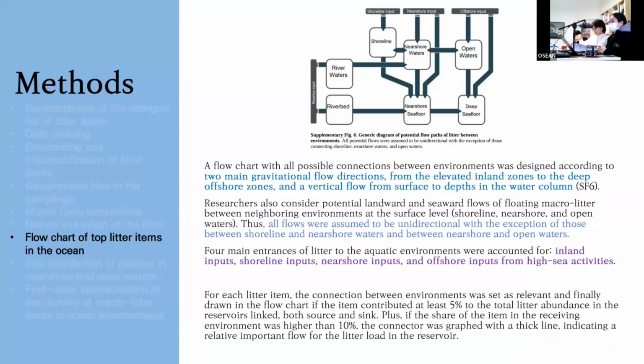A flowchart with possible connections between environments was designed according to 2 main gravitational flow directions: from the elevated inland zone to the deep offshore zones, and the vertical flow from surface to depth in the water columns. Researchers also considered the potential landward and seaward flows of floating macrolitter between neighboring environments at the surface level. Thus, all flows were assumed to be unidirectional, with the exception of those between shoreline and nearshore waters and between nearshore and open waters. So the 4 main entrances of litter to the aquatic environments were accounted for as inland inputs, shoreline inputs, nearshore inputs, and offshore inputs from high sea activities.